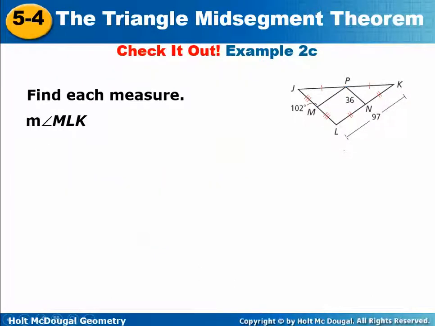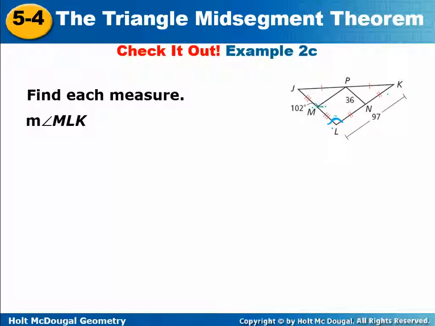All right, this one asks us for an angle measure because it's the measure of angle MLK. And they got 3 letters, like I said. MLK is this angle down here. MLK is this angle. How are we going to find its measure?